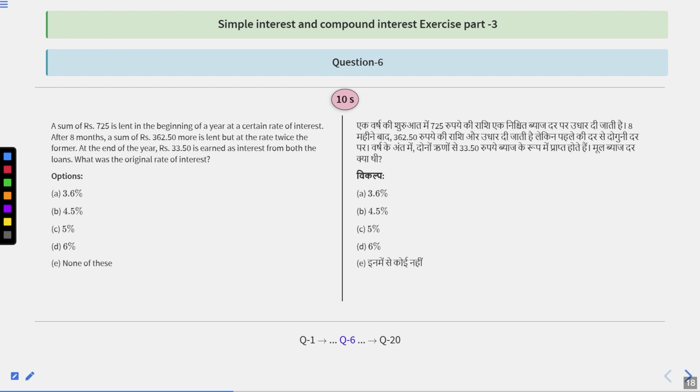A sum of rupees 725 is lent at the beginning of a year at a certain rate of interest. After 8 months, a sum of rupees 362.50 more is lent, but at a rate twice the former. At the end of the year, rupees 33.50 is earned as interest from both the loans. What was the original rate of interest? You have 5 options and 10 seconds to analyze the question. Your time starts now.